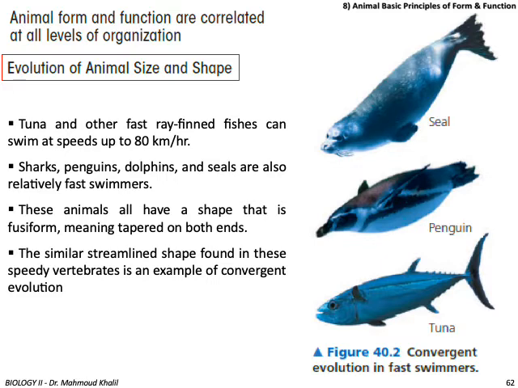This kind of evolution is called convergent evolution. That means they all converge in a characteristic to enable them to have a specific feature, which is swimming very fast.